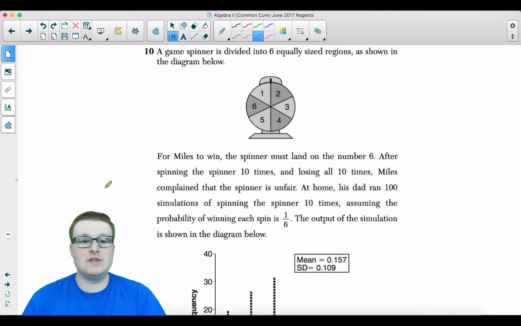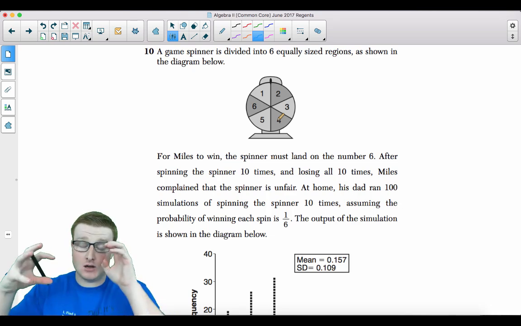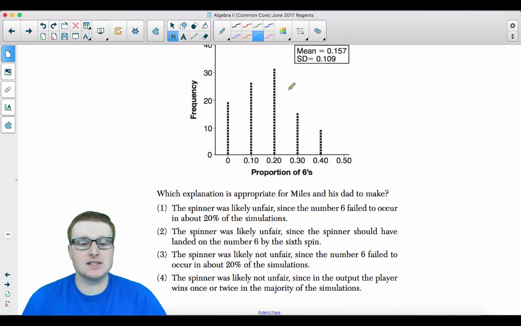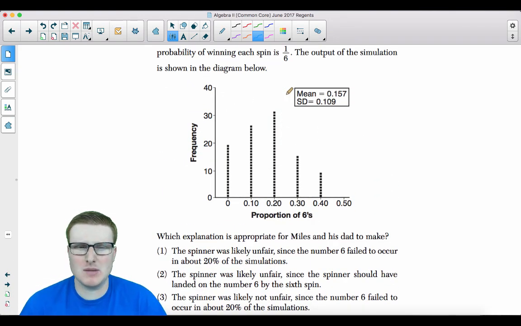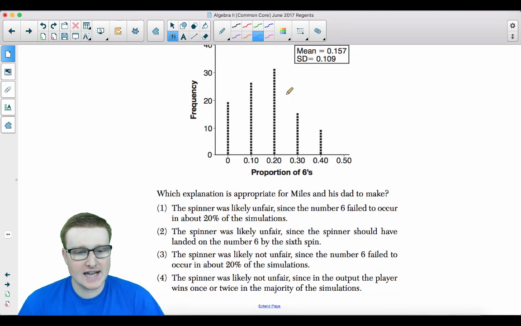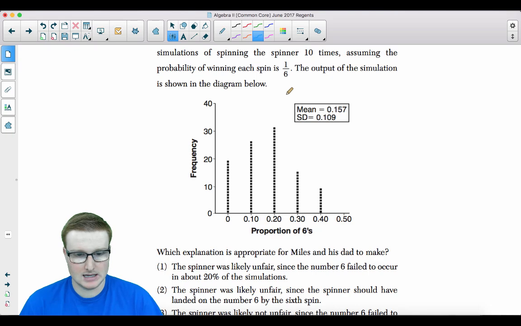Okay, so this is the real life example. Again, they do this all the time, I said in previous videos. They always make some real life example and then they compare it to some ridiculous computer model. Yeah, like the computer model's always right. Whatever. Which explanation is appropriate for Miles and his dad to make?